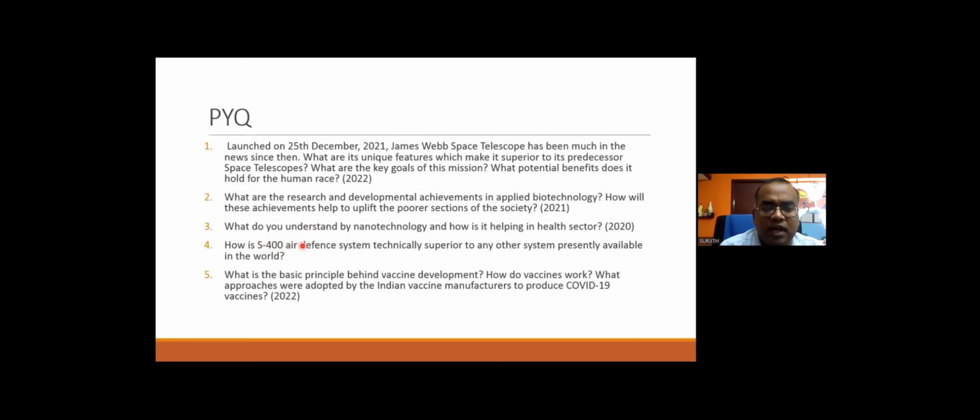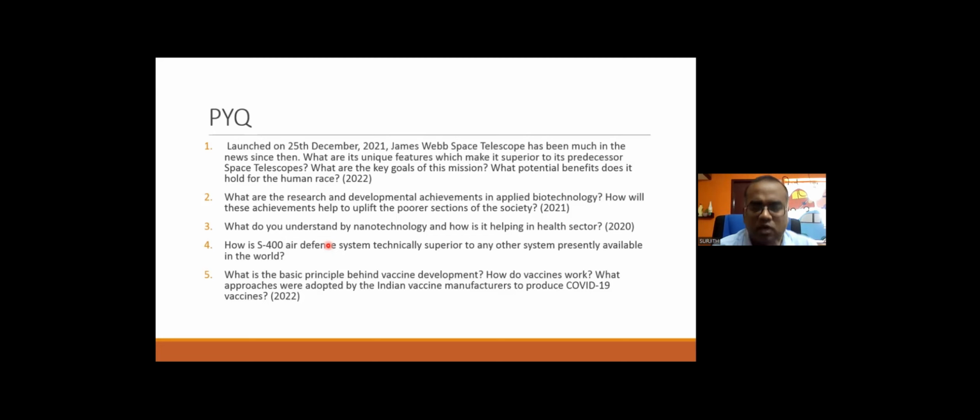How is the S-400 air defense system technically superior to any other system presently available in the world? Because there was a criticism on our government, saying instead of buying S-400, there was another product available with the US. Why did we go with S-400 instead of that particular product? That was a criticism against the government, and there was an article which clearly says why S-400 is superior to any other defense system in the world. Direct question from the newspaper, current affairs.